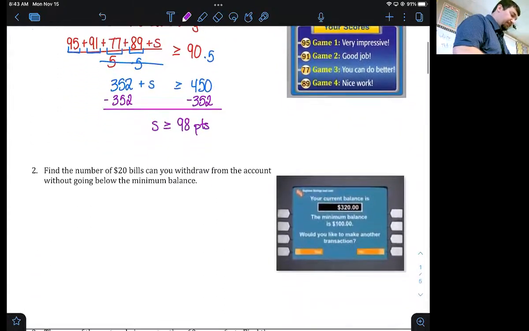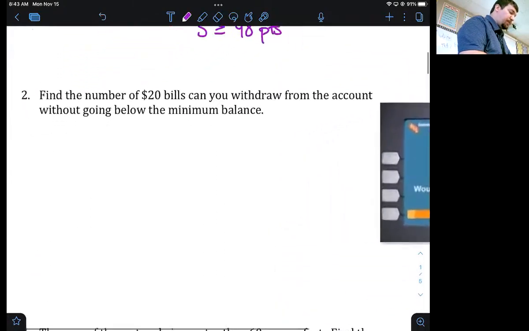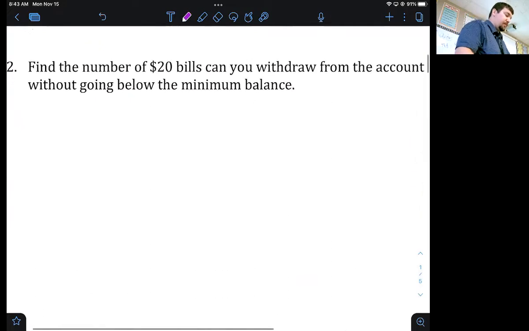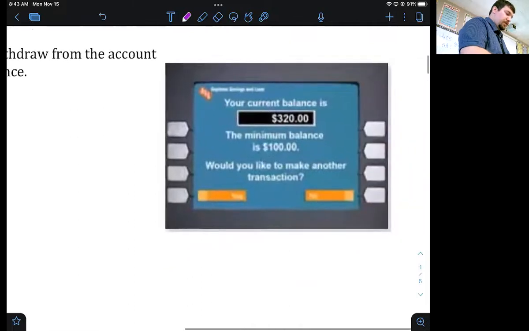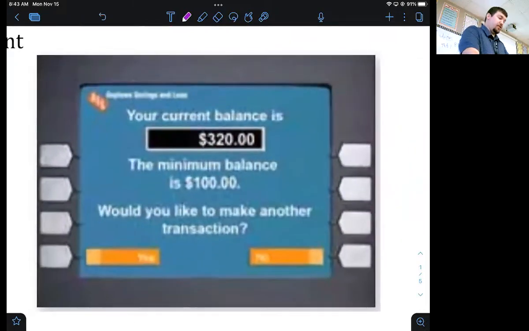All right, number 2. Find the number of $20 bills you can withdraw from an account without going below the minimum balance. Your current balance is $320 and your minimum balance is $100. You can't go below $100. That's pretty typical for a checking account. They have a minimum balance you're not allowed to go below, or they dock you. You get some sort of fee for going below the minimum balance. So we don't want to do that.